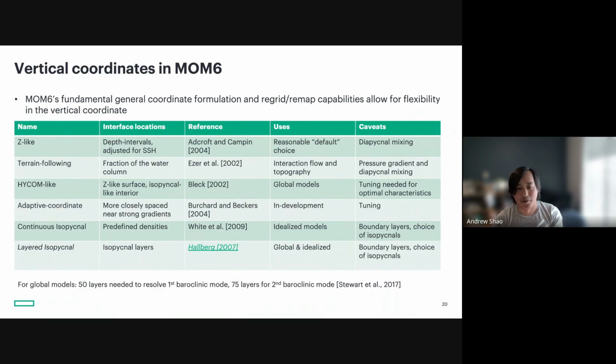There's a didactic coordinate that's being worked on by folks, especially in Australia. This is essentially trying to borrow ideas where you can say, can we concentrate the vertical resolution in places where there might be strong gradients. And then there's also this continuous isopycnal coordinate, which is kind of the analogous ALE representation of the layered isopycnal model that GOLD was originally based on.